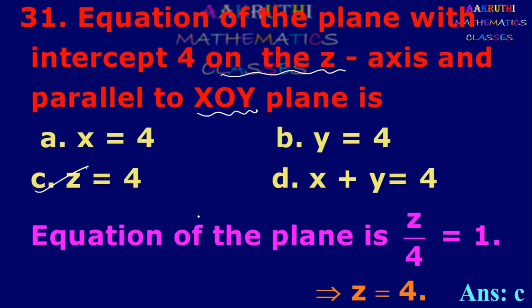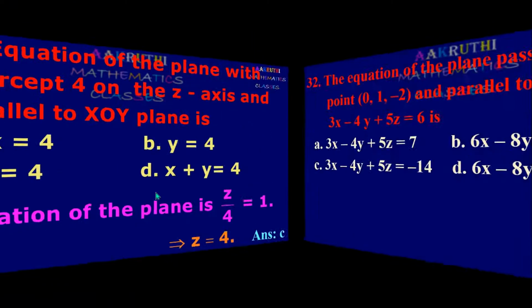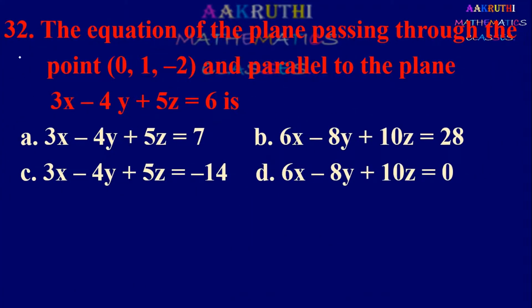So here the correct option is option C, which is z equal to 4. The equation of a plane with z-intercept 4 and parallel to the XOY plane is z equal to 4, which is option C. So next, question number 32. The equation of the plane passing through the point (0, 1, -2) and parallel to the plane 3x minus 4y plus 5z equal to 6 is.